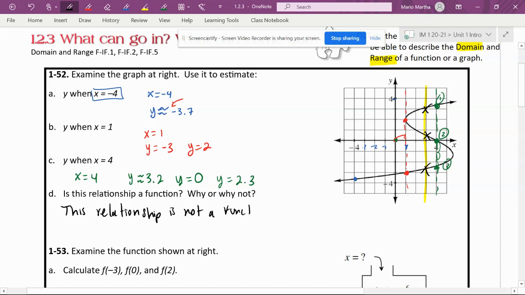And then pretty much you can wrap it up by saying that this is not a function because the graph doesn't pass the vertical line test.